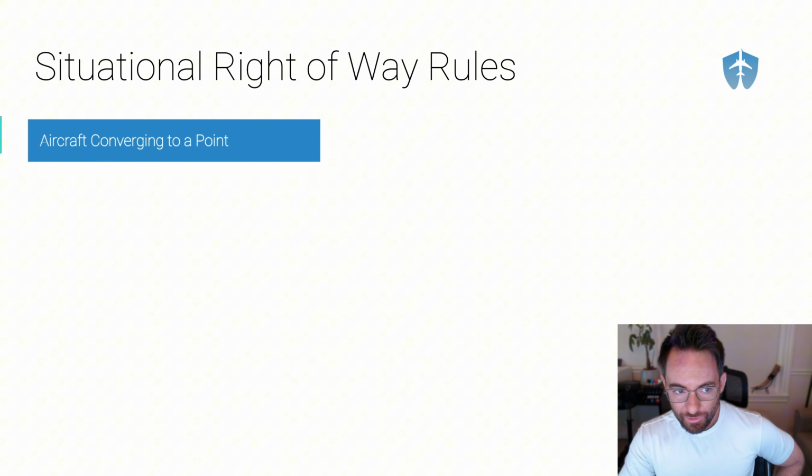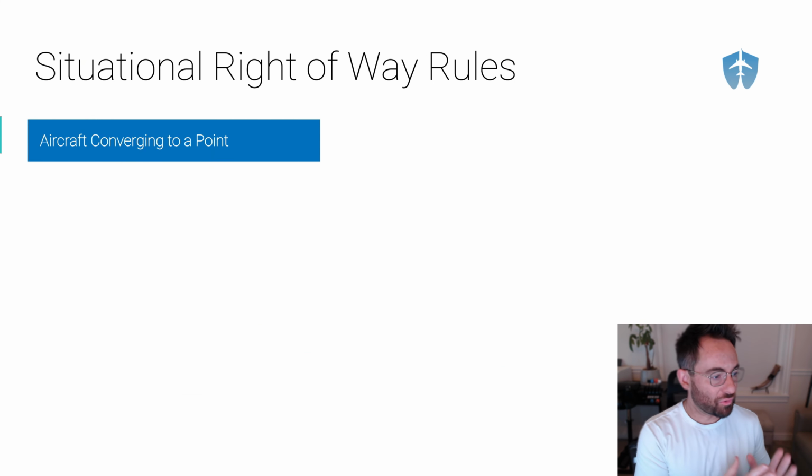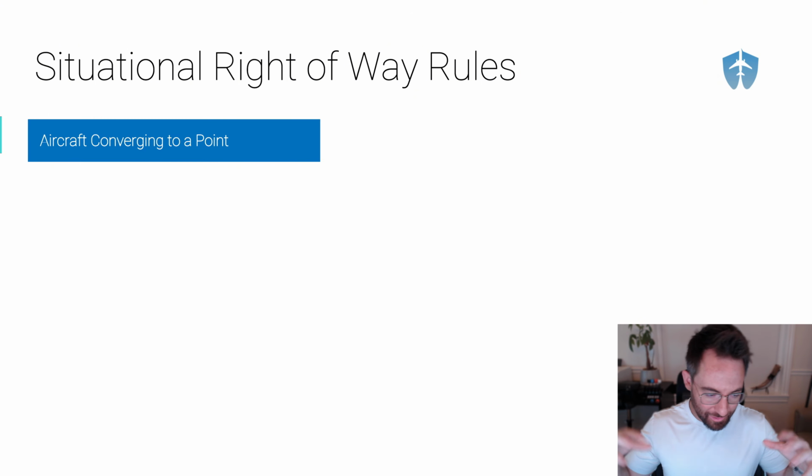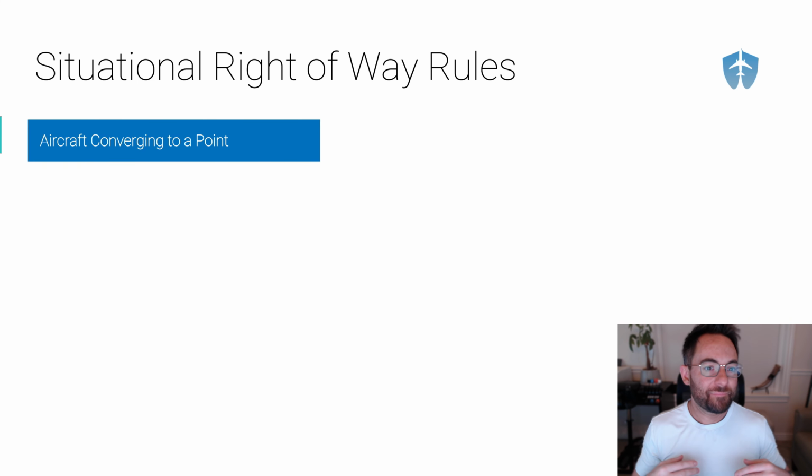Okay. Now we're going to talk about the situational rules. So let's talk about a bunch of different, I guess, common situations of when two aircraft are converging to a point or getting close to each other in the sky. What should you do in those situations? Who has the right of way, and what should you do if you don't have the right of way?